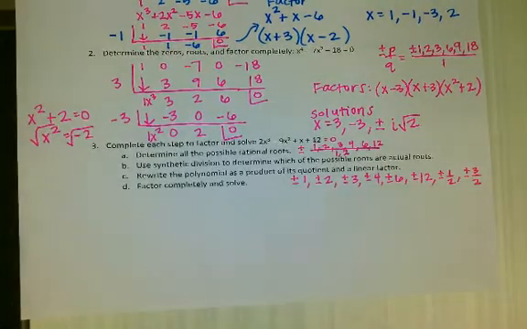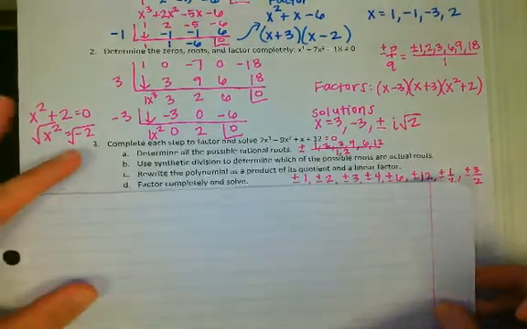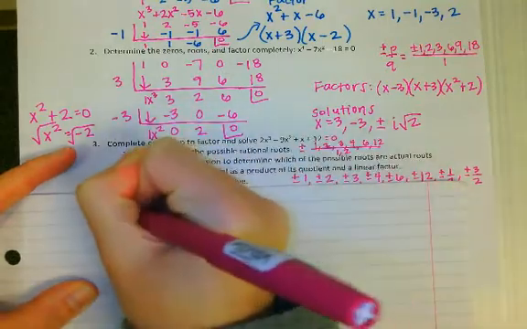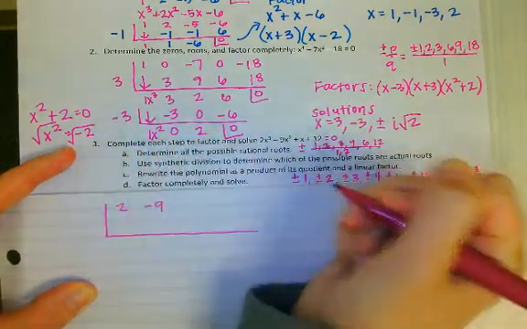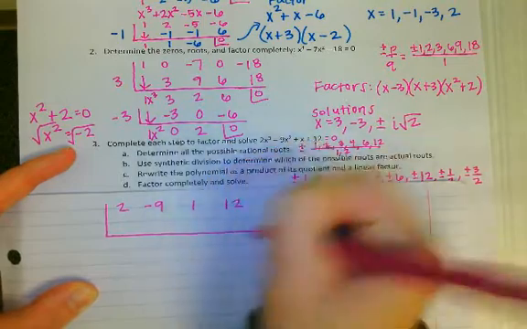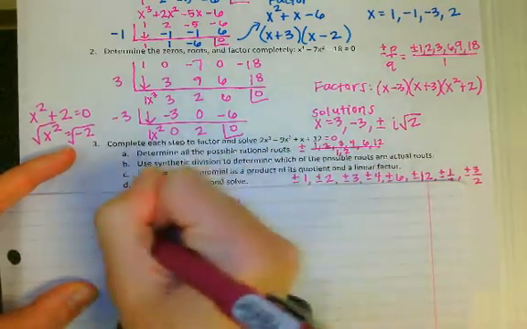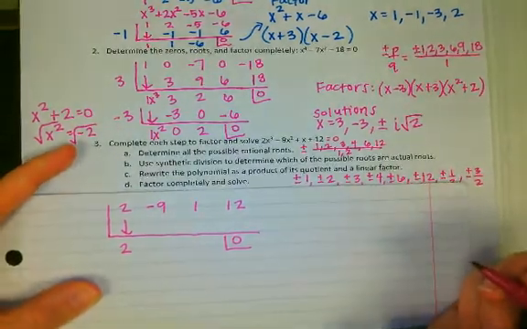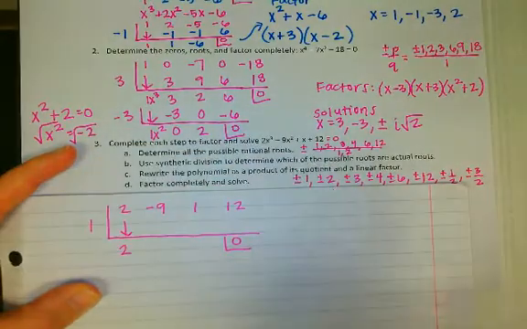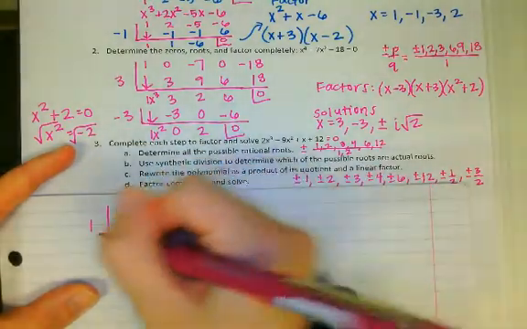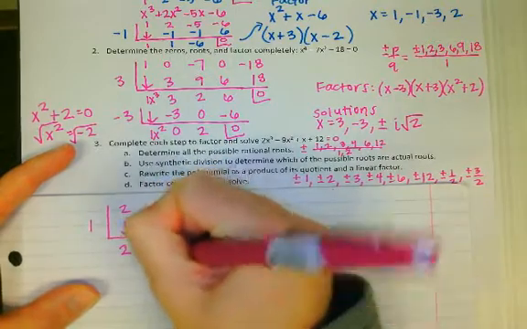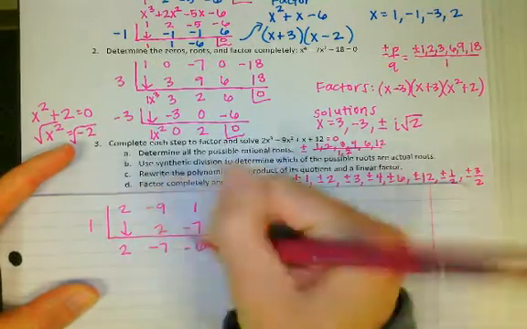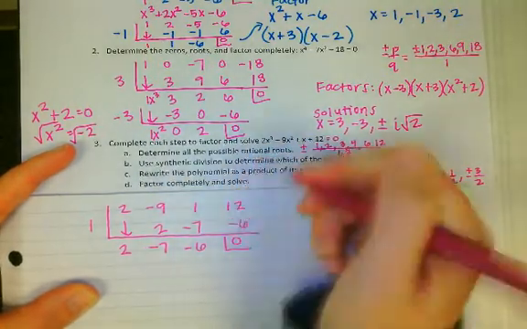So I'm going to get my extra piece of paper, just in case here. 2, -9, 1, and 12. The 2 I'm going to bring straight down. I usually always start with 1. Again, you don't have to. I usually do 1, -1, 2, and so on. So 1 times 2, add straight down, 1 times -7, and not going to work.